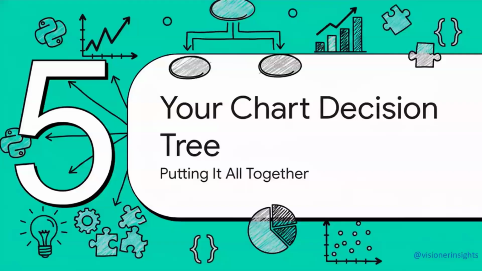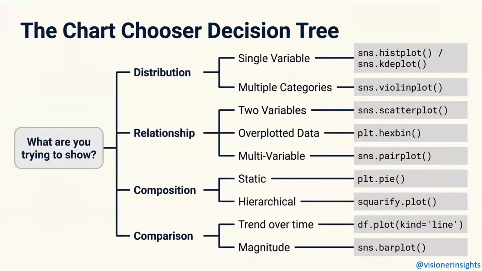Whew, we have covered a ton of ground. So to bring it all home, we've got one last tool for you. This is the thing that ties everything we've learned together, a practical little guide to help you make the right choice every time. Seriously, think of this decision tree as a GPS for your data. You just start at the top with a simple question. What are you trying to show? Let's walk through one path. Okay, I'm trying to show a comparison. The tree asks, is it a trend over time or magnitude? Let's say it's magnitude. And boom, the GPS points us right to a bar plot. It's a simple, foolproof way to get to the right destination.